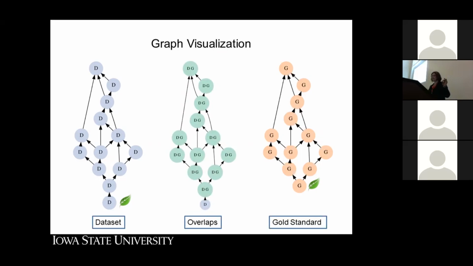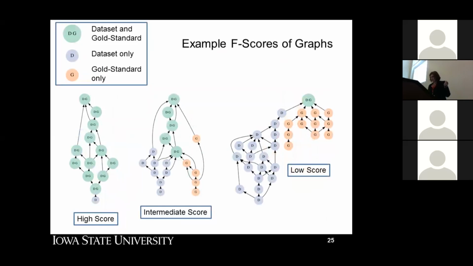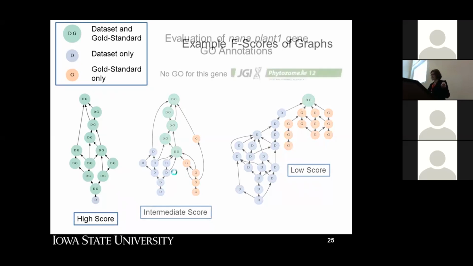If a prediction is in both the data set and the gold standard, then it turns this green color and shows you that that's a match. Then we want to evaluate, so we evaluate based on F-scores. A high F-score is mostly green, so this is good. It means that the prediction is very close to what the gold standard says, and a low score looks like this. A lot of these gold standard terms are not matched in your data set, and an intermediate is a mixed graph, like you see in the middle.